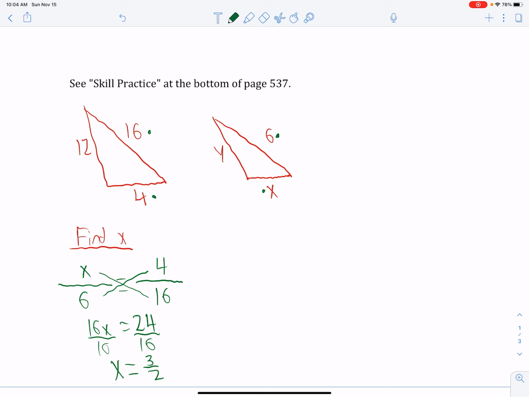Oh, and I just noticed that this problem in the textbook does give units of inches for all of the sides. So we would need to say 3/2 inches for x.